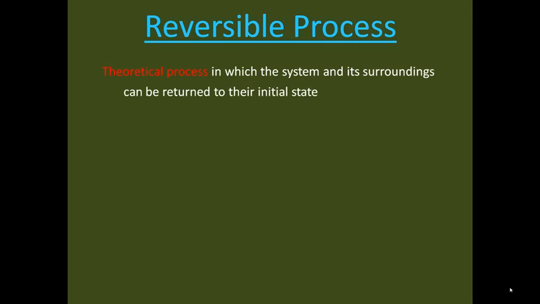Now, a reversible process we define as a theoretical process in which the system and its surroundings can be returned to their initial state. It is completely theoretical. It's ideal. It doesn't happen in real life.